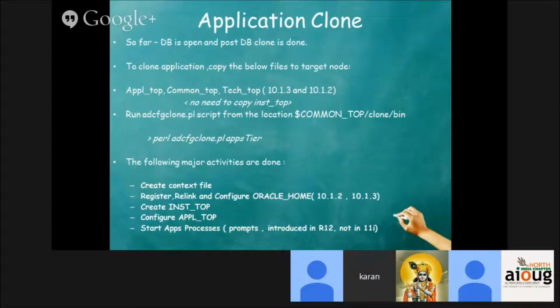To run the cloning script, we need to go to the common top clone bin directory, which was created as a part of the pre-clone activity, and give the syntax perl adcfgclone.pl appsTier.